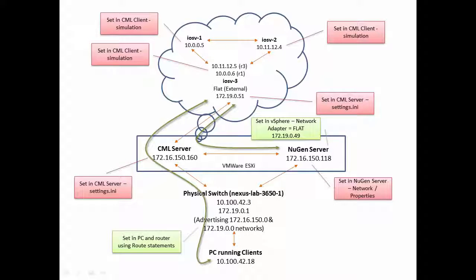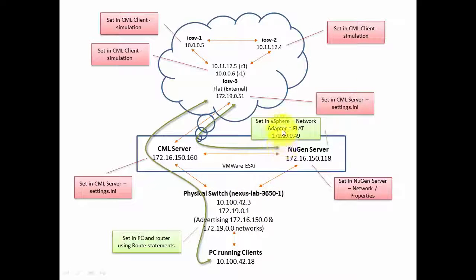So let's take a look at the network diagram. We start with a PC that goes through a switch, through the CML server, and then up to the virtual network. The virtual network has a flat connection, which is a 172.19.0.51. That's connected to the CML server, and then also connected to the physical switch through the 172.19.0.1 address. The flat network address is configured as part of the CML server, and that's configured within the settings.net file.